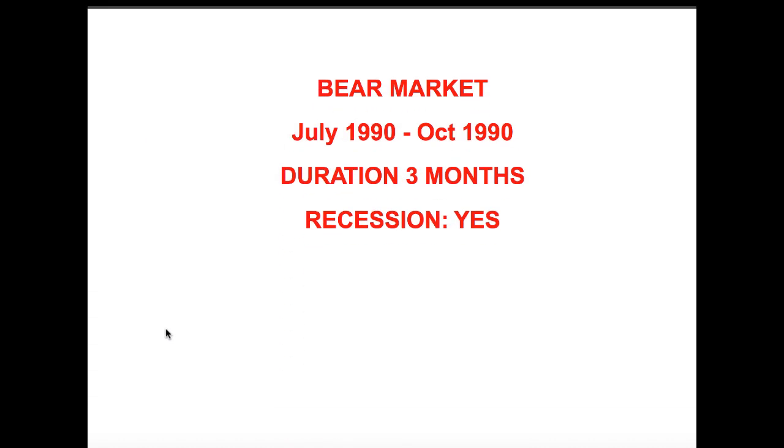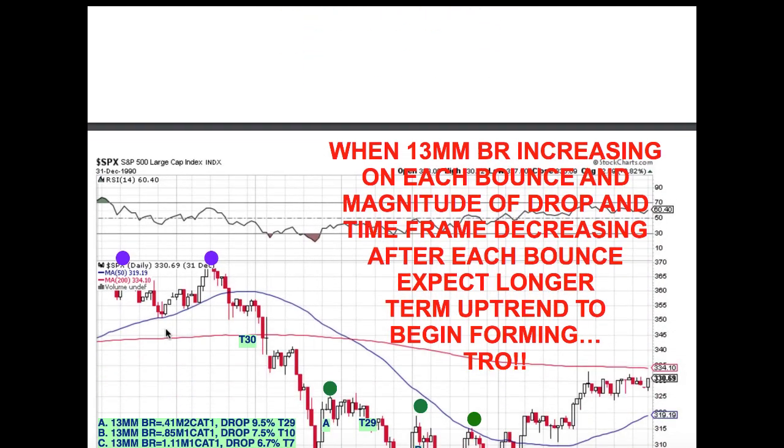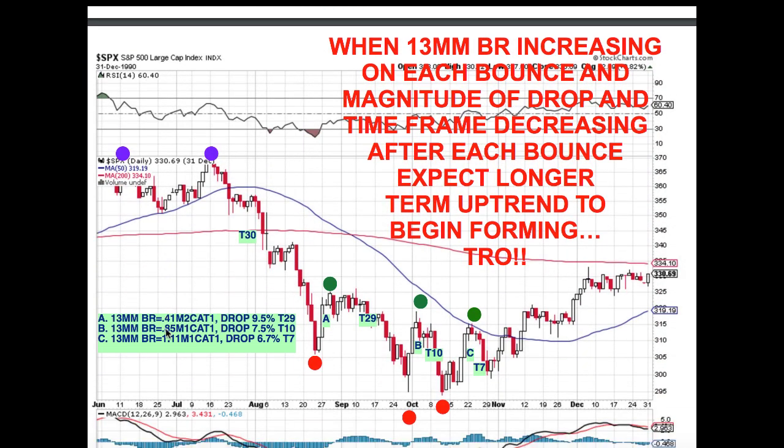Bear market in July 1990 to October 1990. The duration was 3 months, and there was a recession indeed at that time. So this is not an ideal match for the current situation. As you can see, the magnitude of the drops is way smaller than in the present situation.